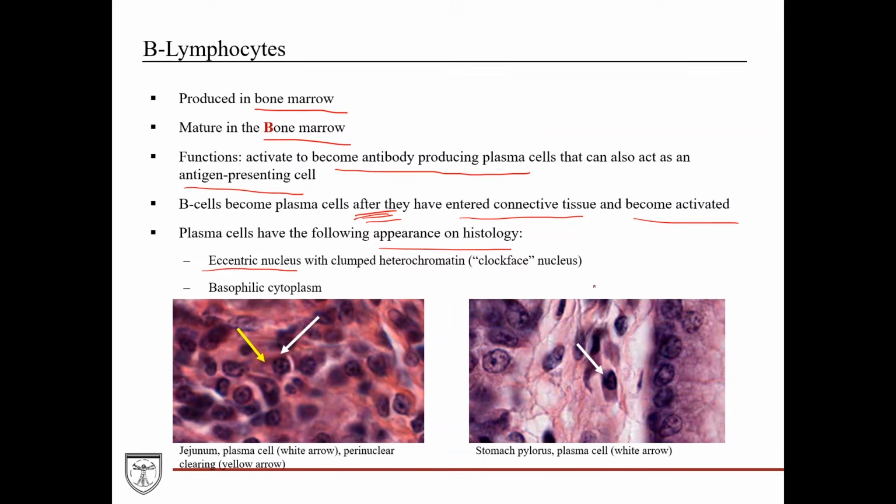Plasma cells, remember we talked about this earlier, but they have the following appearance on histology. They have an eccentric nucleus. Remember I described it as almost like a ghost. So you have this nucleus out here and then kind of this apron like this, and you can see that here in this section right here. Notice both of these are from connective tissue. They're not from peripheral blood smears. And then the nucleus, it's eccentric and it has clumped heterochromatin, or a clock face nucleus.